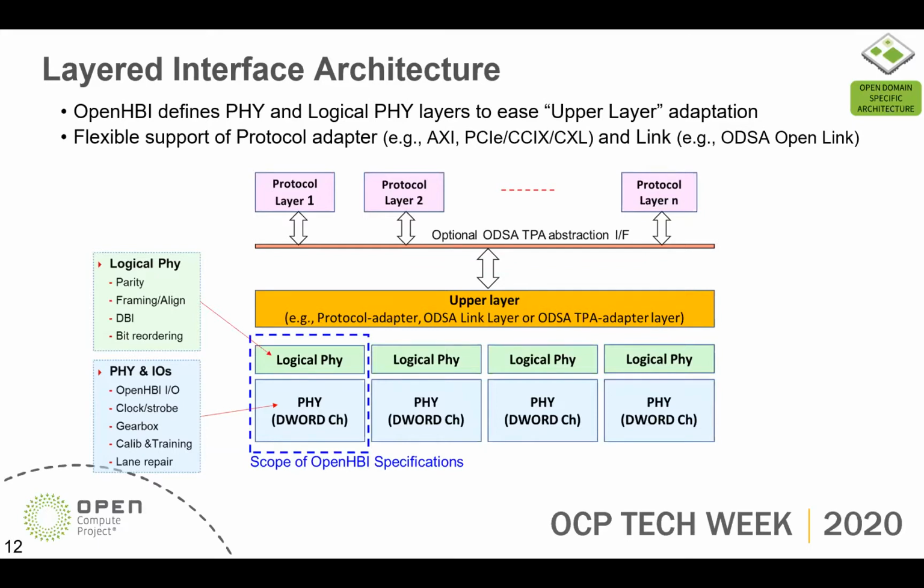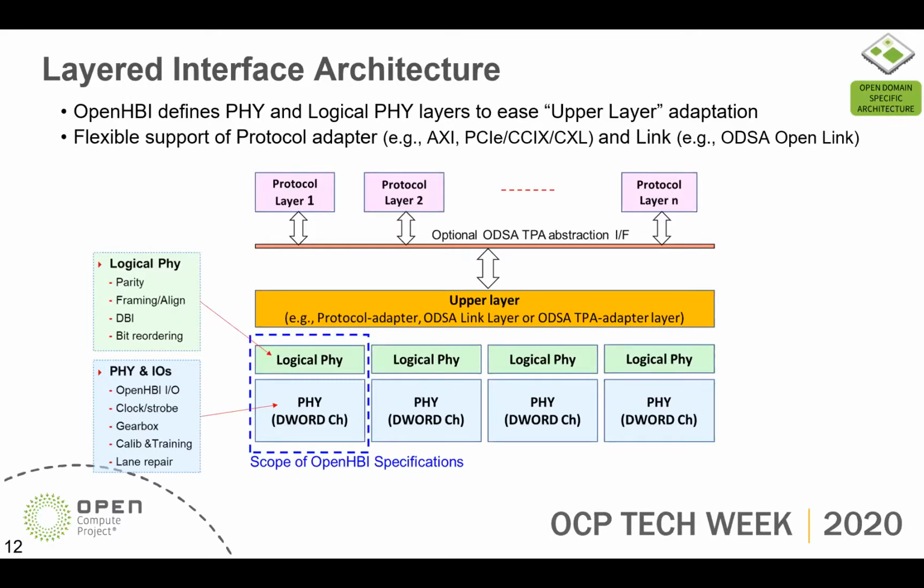The logical PHY layer, which is above the PHY layer here in the green color, performs what we call the bit reordering functions to enable orientation-independent routing. So it can support optional DBI or data bus inversion to reduce power, parity for data integrity, and then framing and alignment to properly deserialize the incoming serialized data from the TX side gearbox. And of course, the optional ECC and FEC can be optionally implemented, or we can use the protocol layers above.